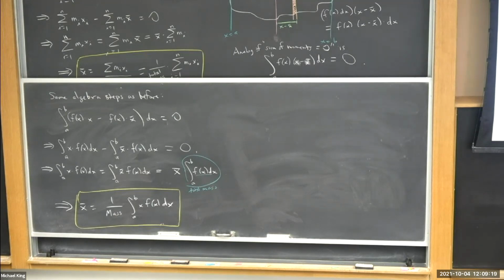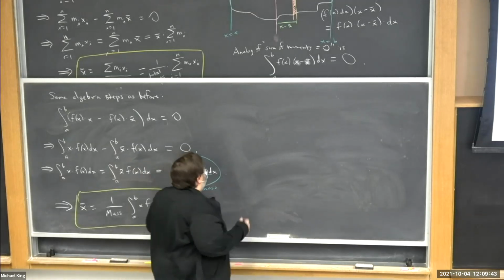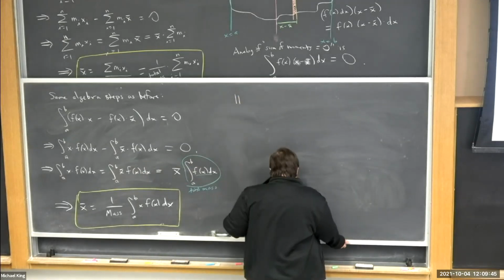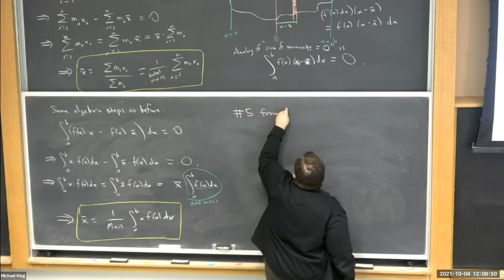So number 5. A metal plate. I'm not going to share screen, I'm just going to draw the picture. We've got a shape bounded by the curve y equals root x, the line y equals 0, which is the x-axis, and x equals 1, which is a vertical line. So, okay, let me draw this. Number 5 from the handout.